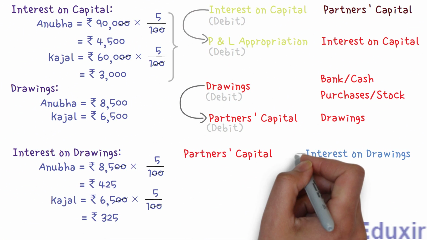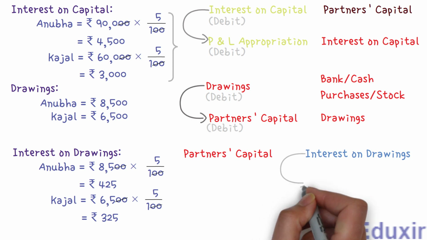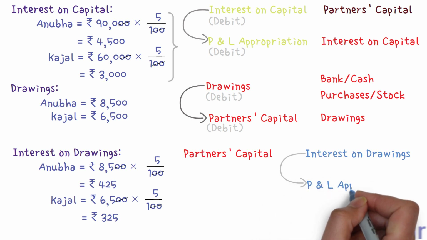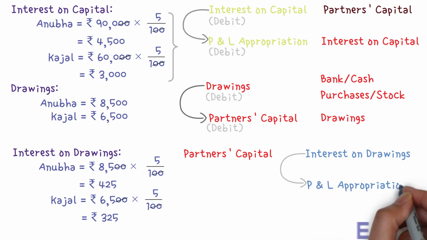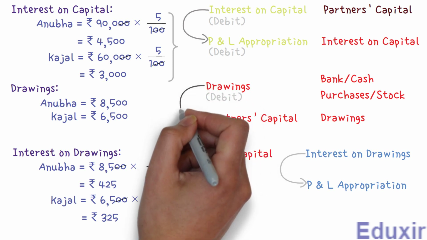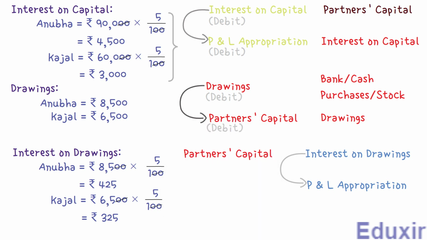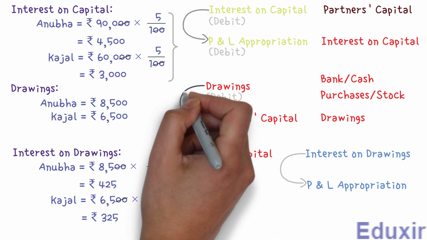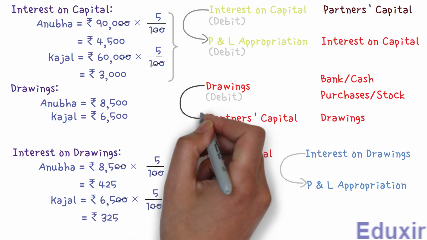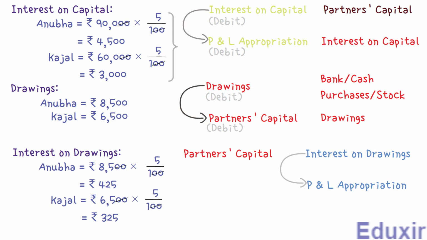The next step would be to transfer the interest on drawings from the interest on drawings account to the profit and loss appropriation account. Just to reiterate, we didn't prepare the interest on drawings account as it is not in the scope of this problem, but it will still be there. Also note that we are now dealing with the interest on drawings. What about drawings? Well, we have already transferred the drawings to the partner's capital account. You need to remember this fact. We transfer the drawings to the partner's capital account and not to the profit and loss appropriation account.